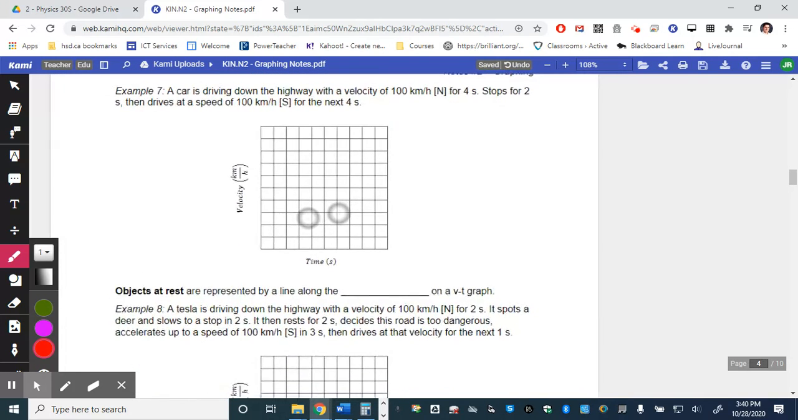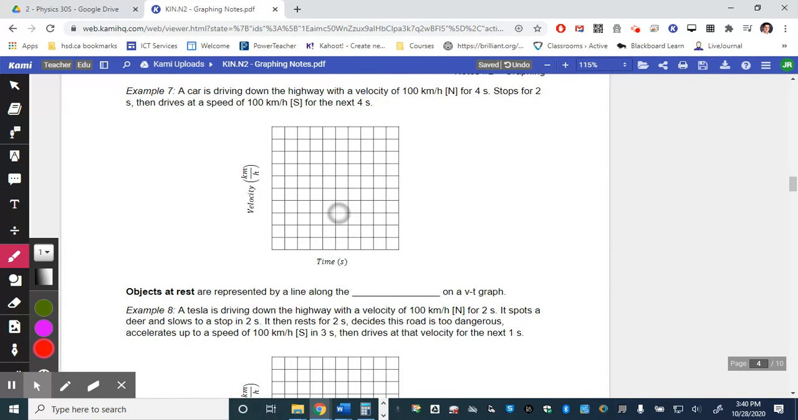Let's look at example 7. A car is driving down the highway with a velocity of 100 kilometers an hour north for 4 seconds, then it stops for 2 seconds, then drives at a speed of 100 kilometers an hour south for the next 4 seconds.